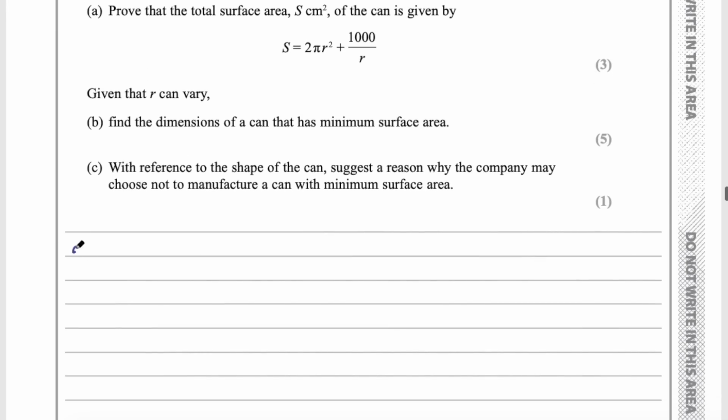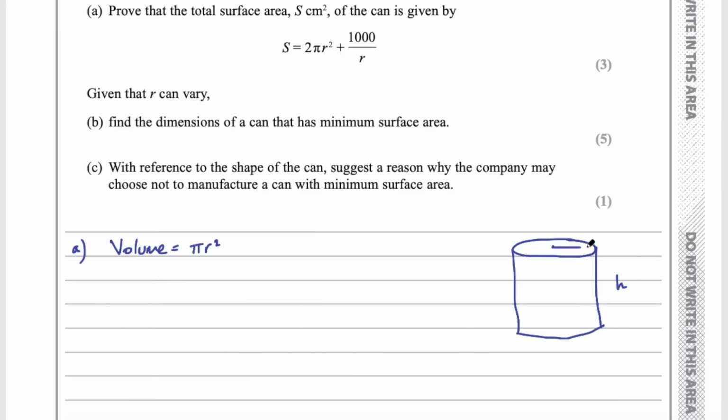So for part A, we can write down the formula for the volume of a cylinder, and that is the area of the circle on top. Let's have a go at drawing a cylinder over here. Okay, well, you get the idea there. So the volume is the area of the circle on top multiplied by the height.